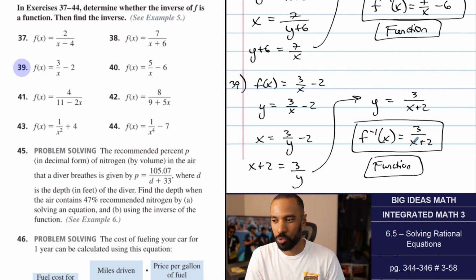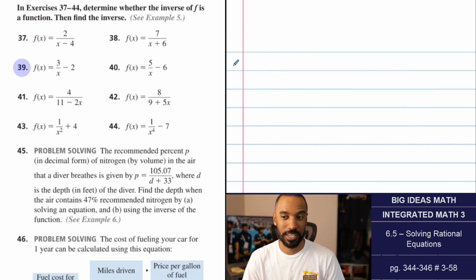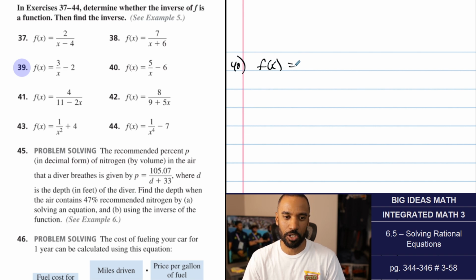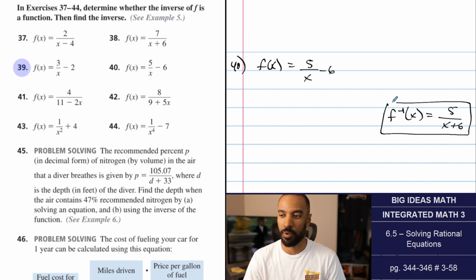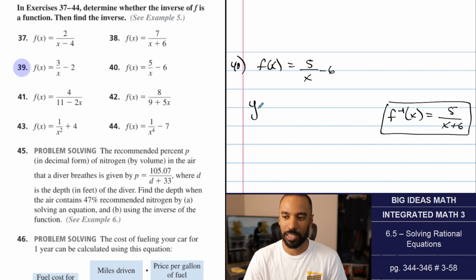3 over x minus 2, 3 over x plus 2. Maybe this is 5 over the quantity x plus 6. Again, I wouldn't chance it, and not every question is like that, but I think that's what's happening. So I think my final answer will be, just based off that pattern, 5 over x plus 6. Let's see if we get there, which, by the way, would mean it's a function. But let's see if we get there.